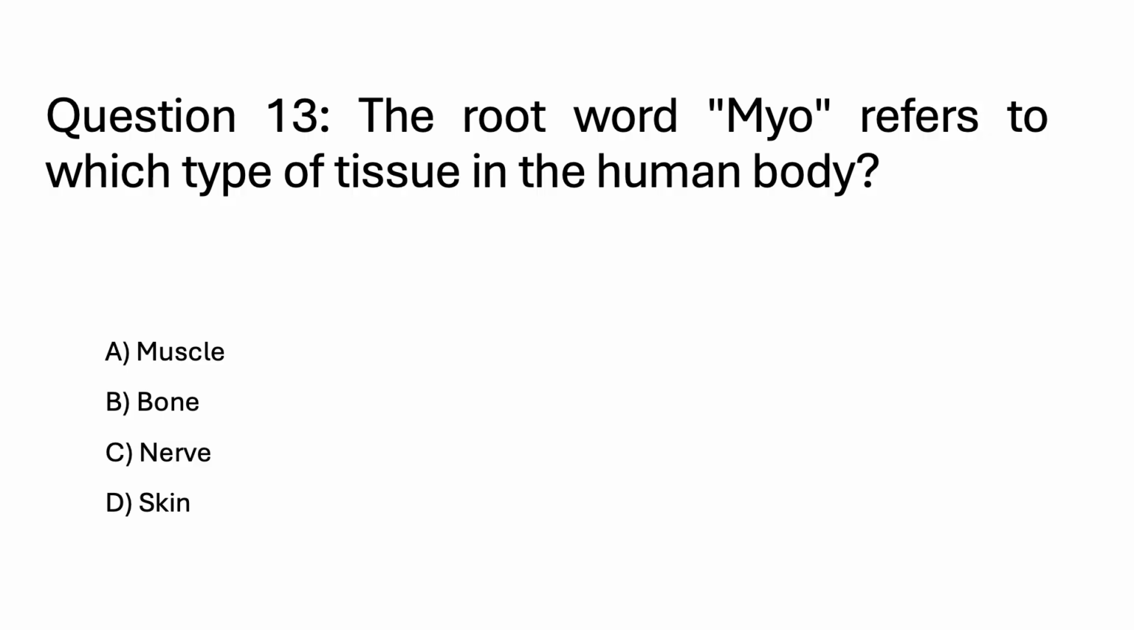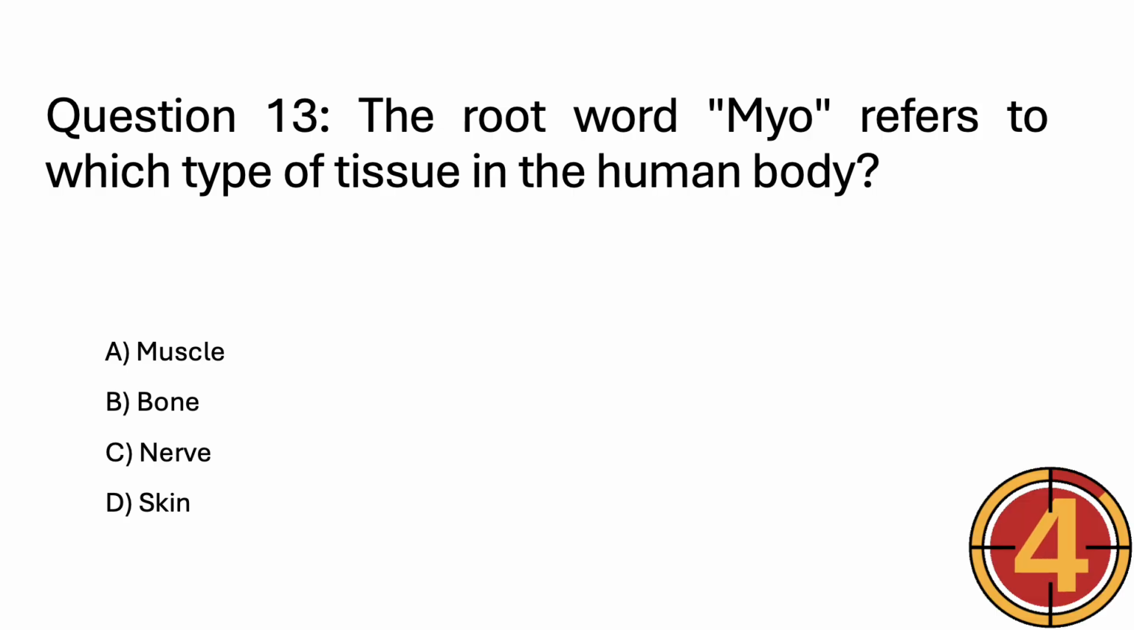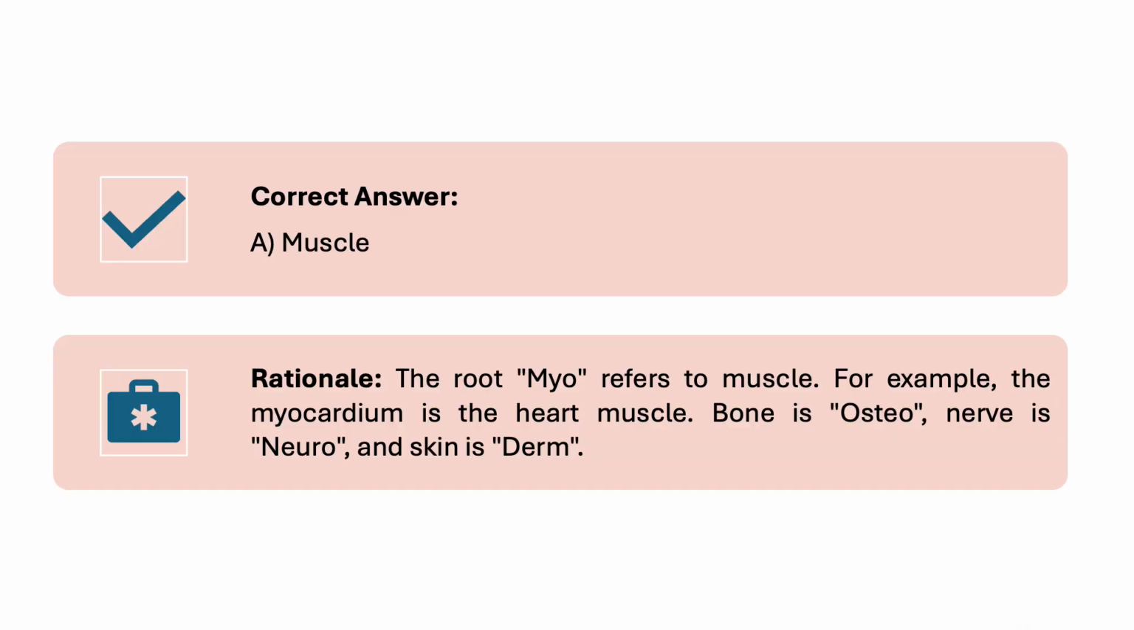A. Muscle, B. Bone, C. Nerve, D. Skin. Correct answer, A. Muscle. Rationale. The root myo refers to muscle. For example, the myocardium is the heart muscle. Bone is osteo, nerve is neuro, and skin is derm.